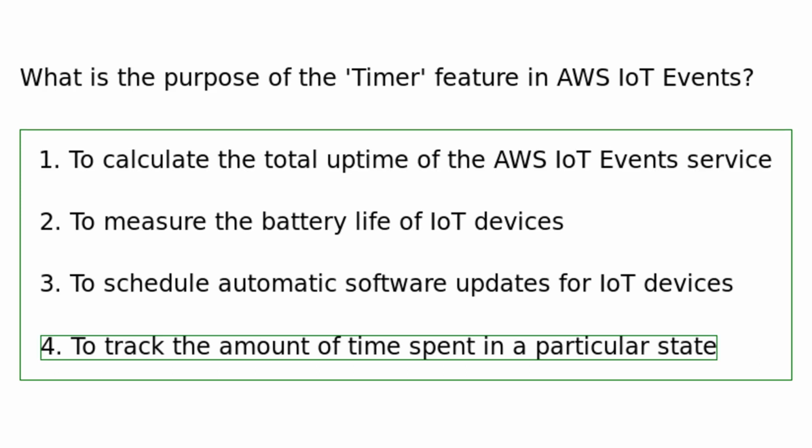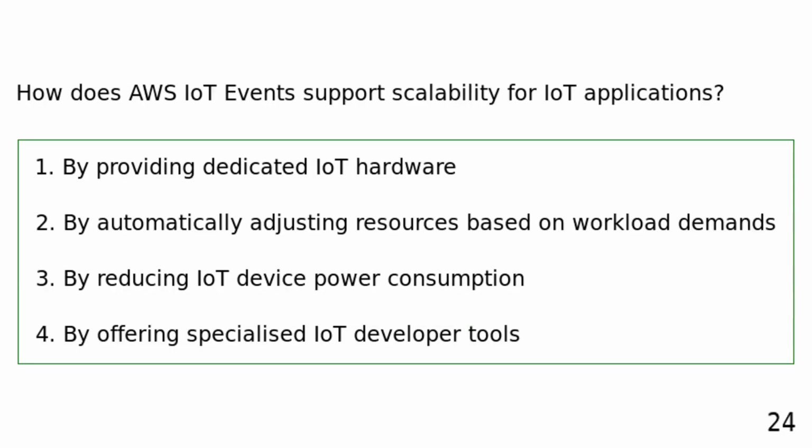The timer feature in AWS IoT Events is used to track the amount of time spent in a particular state. It can help trigger actions or state transitions based on how long a condition has persisted, which is useful for monitoring and responding to time-sensitive events. How does AWS IoT Events support scalability for IoT applications?